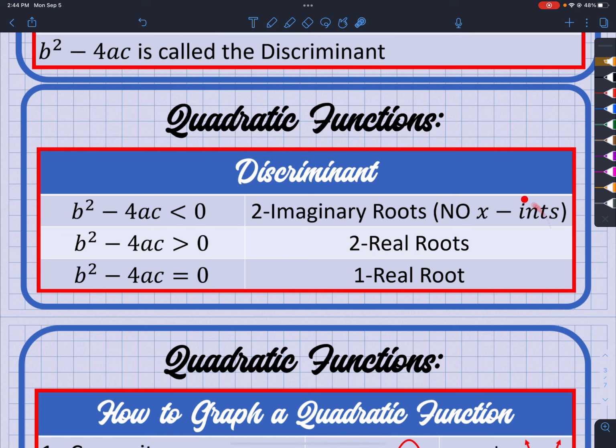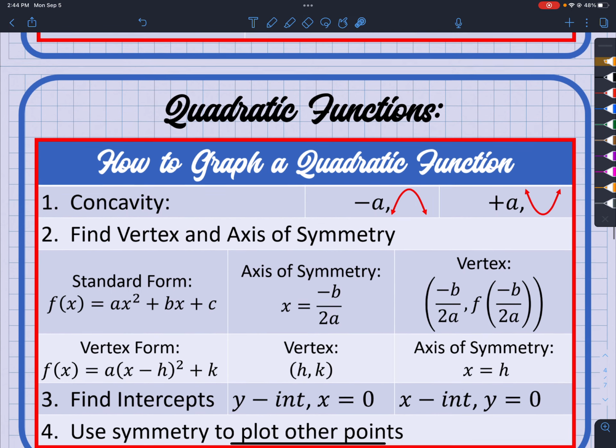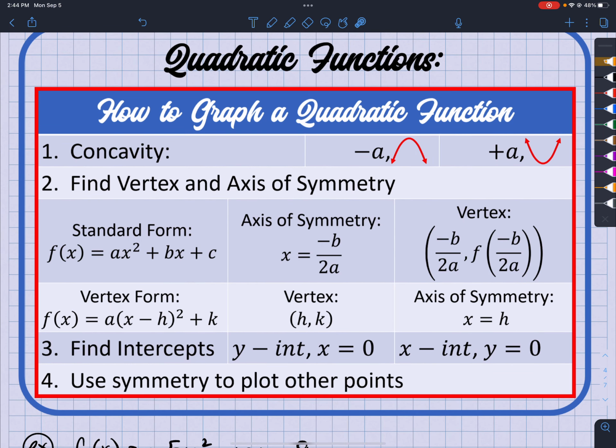Okay, so here is a table of what those discriminants we just talked about. All right, so the question is, how do we go about graphing these quadratic functions, right? Concavity we talked about, vertex and axis of symmetry depending on what we're given. We're going to plot those. Now, this is one way to do it, or we can always convert the standard form to vertex form and then just plot those. And then we've got to find our intercepts and then use symmetry to plot the other points, and then we can graph.